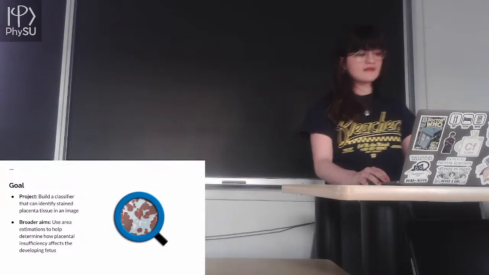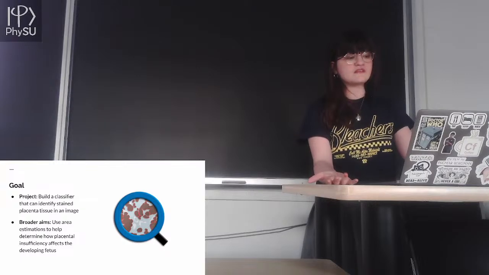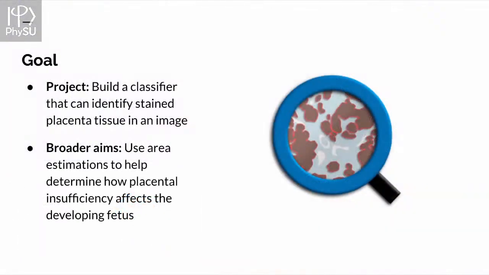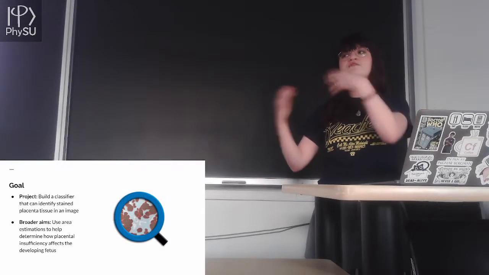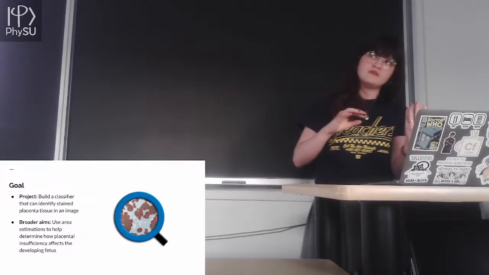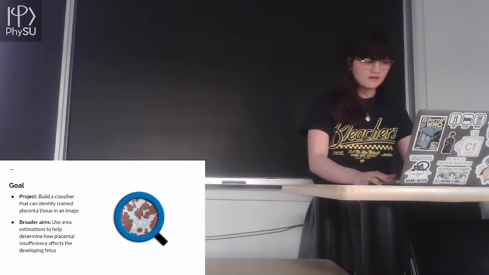So, like I said, the project is to build a classifier that can identify stained placenta tissue in an image. The broader aims of this are to use said area estimations to help determine how placental insufficiency affects the developing fetus. In the 2016 Amsterdam census, they came up with a number of ways that insufficiency of the placenta can affect development of the fetus. One of the important applications of this from mice to people is that mice mature at a much faster rate, are much easier to test on, and we are largely able to take findings that we have in mice and extrapolate them to people to help with certain birth defects and so on.